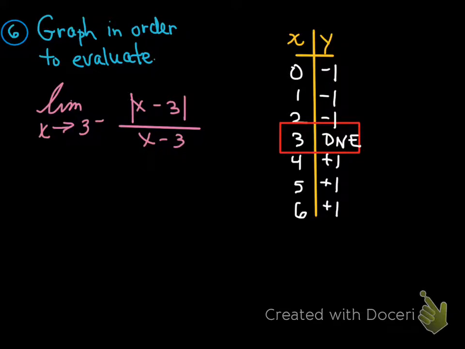So just to give you an idea, if I put a 0 in for x, I go 0 minus 3 and get negative 3. I take the absolute value of negative 3 and I get 3. So when I put 0 in, I have a positive 3 on top. On the bottom, I put a 0 in, and I go 0 minus 3. I get negative 3 on the bottom. 3 over negative 3 gives me that negative 1. The same type of pattern exists there for values 1 and 2.